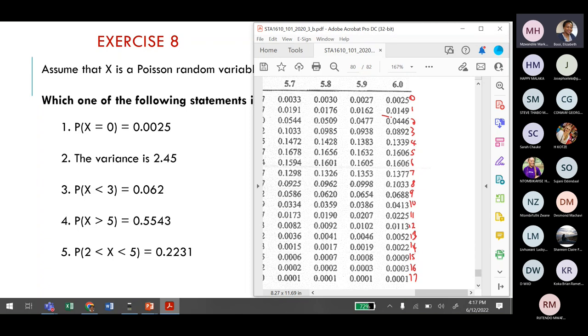Got it? Are we happy? Krista. Okay, can I remove the table? Or are you still busy? Okay, I'll leave the table there for some time for those who are still busy.